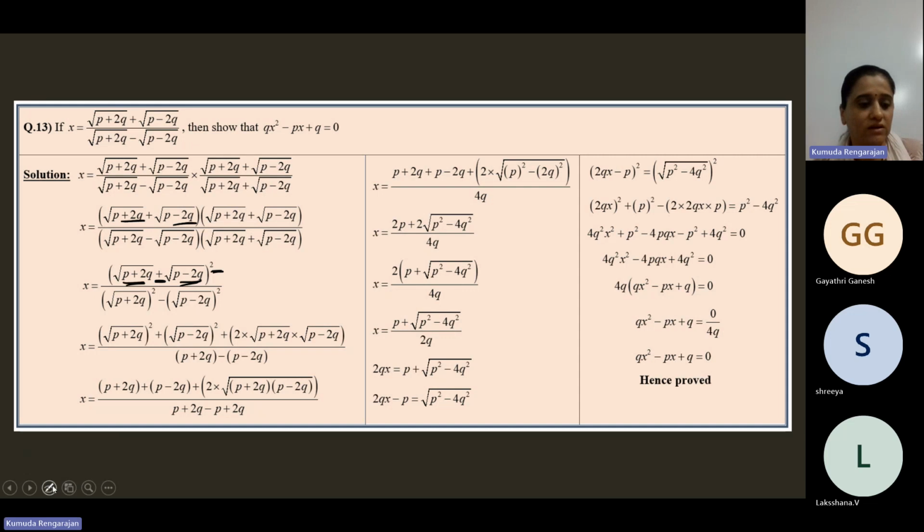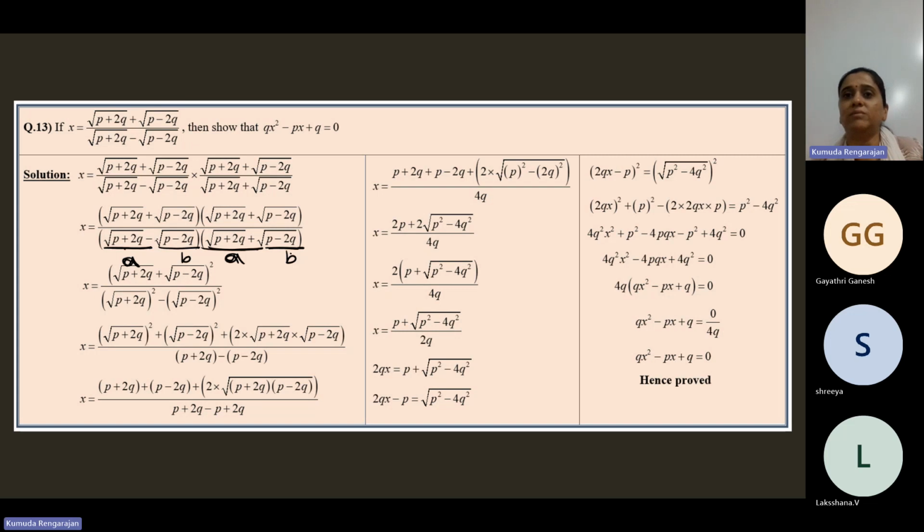Now the denominator, so this one is A, this one is also A. If you call this one A, this also is A because it's the same thing. And if you call this one B, this one is also B, it's the same thing. So in the denominator, we have A minus B into A plus B.